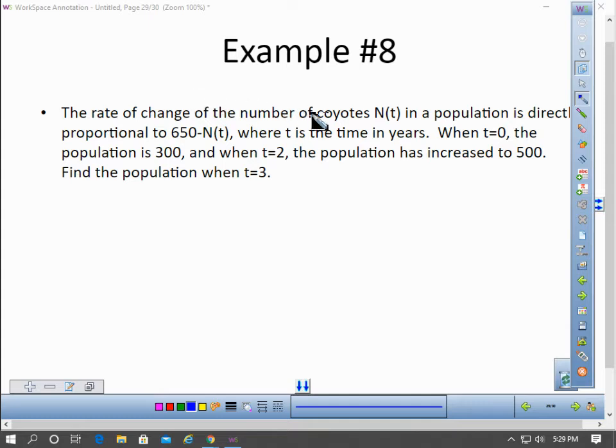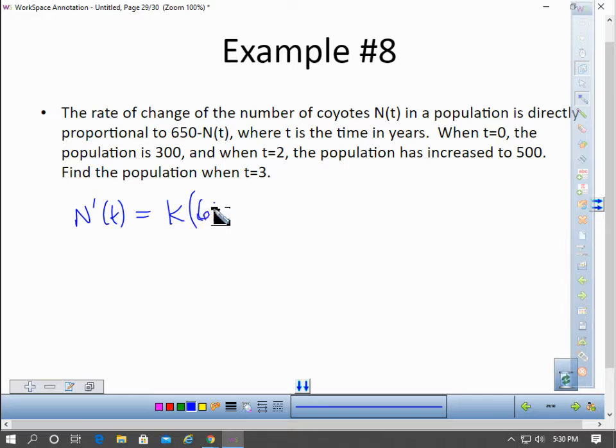All right, the rate of change of the number of coyotes, N of t, in a population is directly proportional to 650 minus N of t, where t is time in years. So let's write that equation. It says the rate of change of the number of coyotes, N of t, in a population is directly proportional to 650 minus N of t. So the rate of change, so that would be the derivative, is directly proportional to 650 minus N of t.